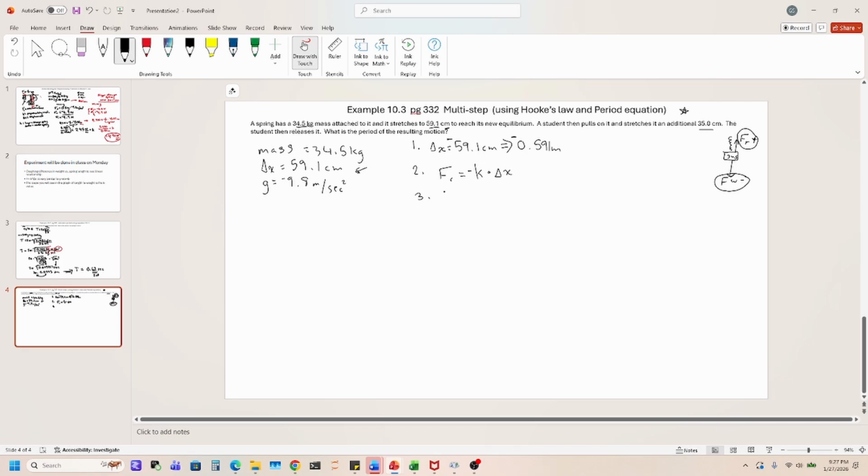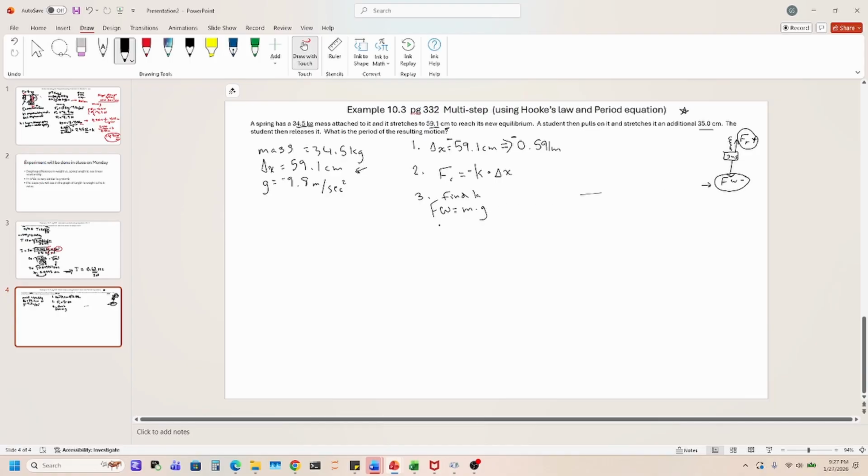So let's try something else. In order to find out what K is, we have to figure out what our force is, because all we have now is the displacement. So let's figure out what our weight force is, because once we figure that out, we'll be able to then find out our restoration force. So we're going to use our old weight equals mass times gravity. And I'm just going to say the force of the weight just so we know we're dealing with that right there.